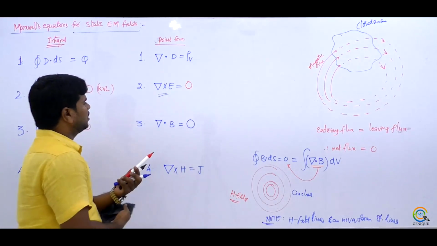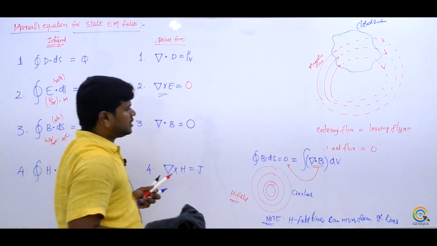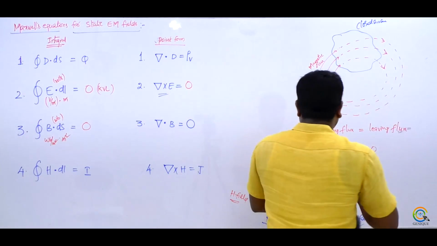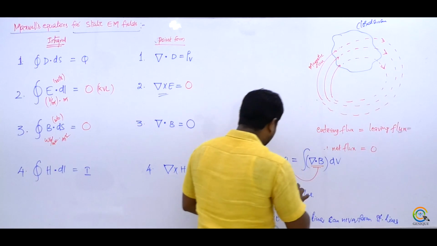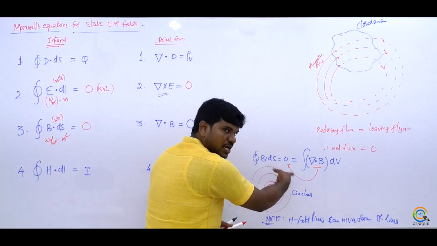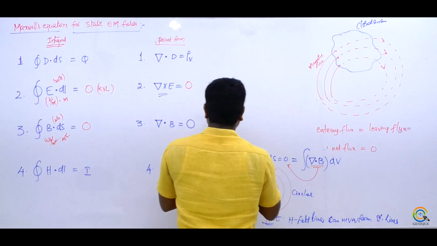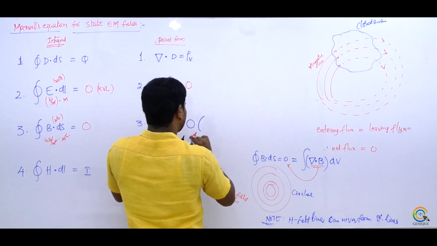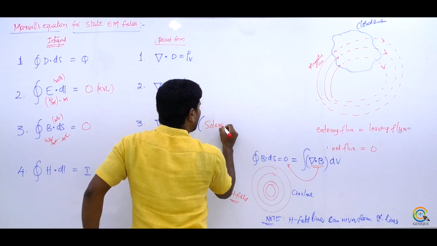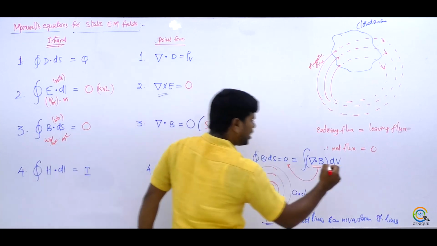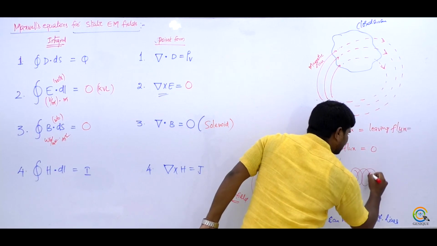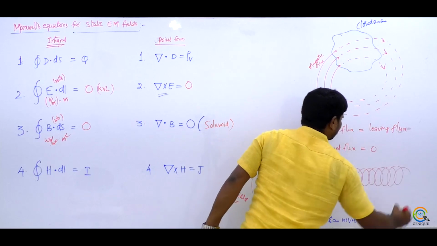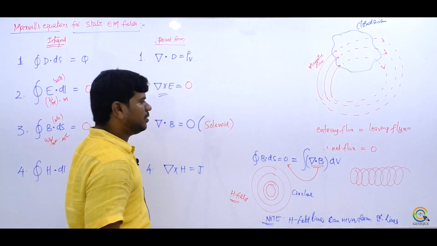So these are Maxwell's equations, and they also show what del dot B means. What is this nature? This nature is nothing but a solenoid nature. How will the solenoid be? The solenoid will be like this.